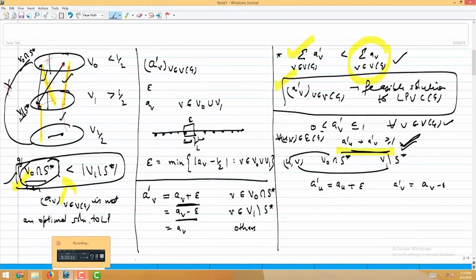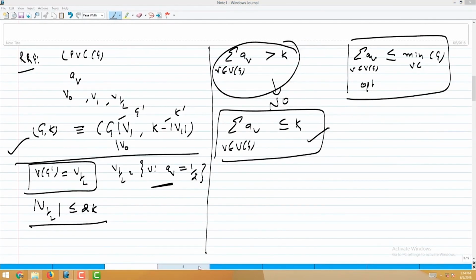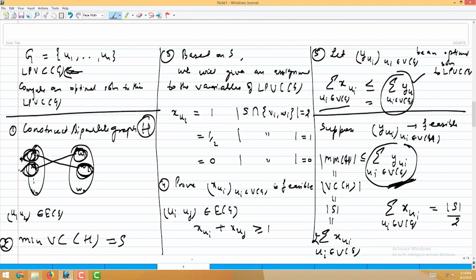So okay, this is really the last step. I mean, I hope you're not getting confused. So, okay, suppose I give you some feasible assignment for the LP of G, the linear program for G. From that, can you give me a feasible assignment for H?